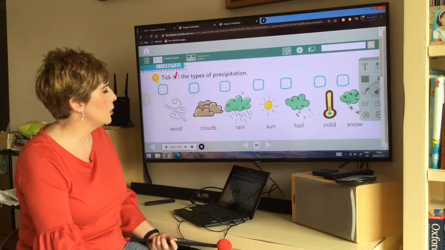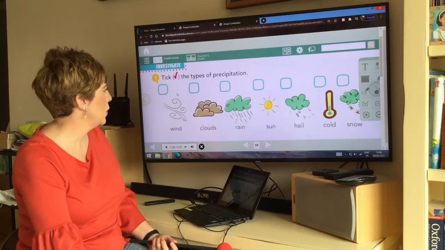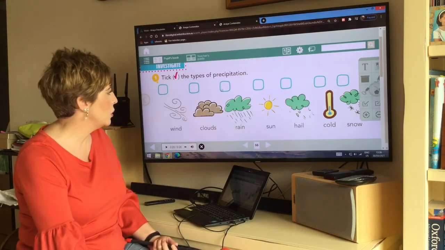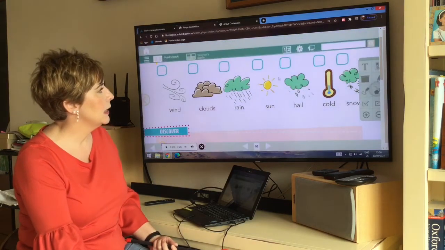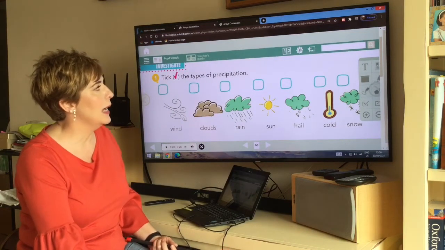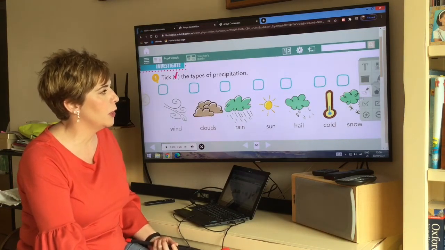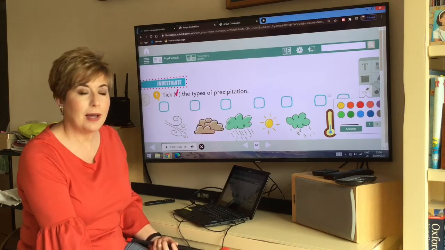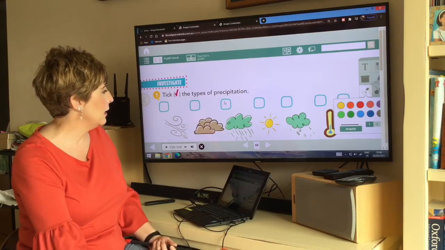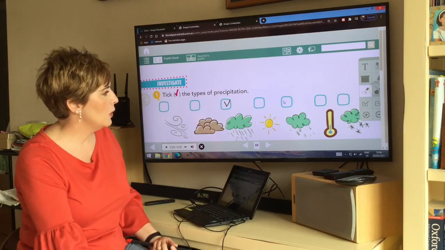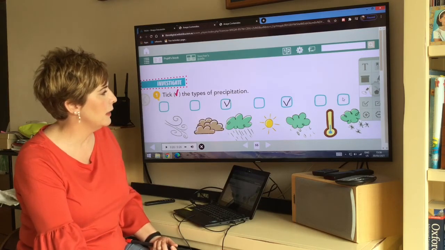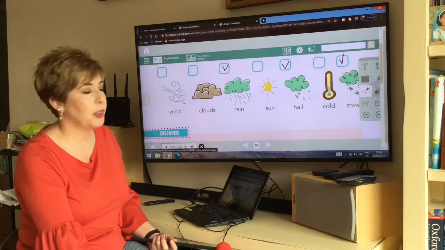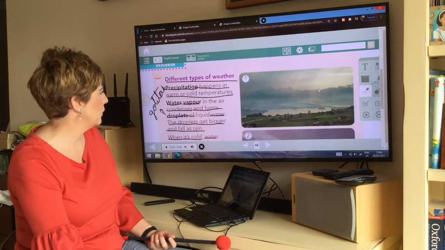Take the types of precipitation. Which ones are precipitation? Is wind precipitation? Clouds? No. Rain? Yes. Rain, snow, and hail. Remember, there are 3 types of precipitation. Rain, snow, and hail. So these are the 3 types of precipitation.